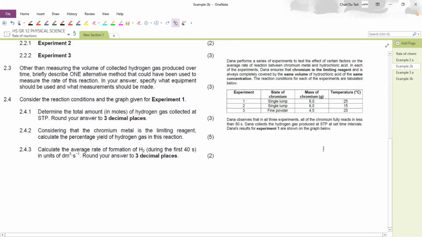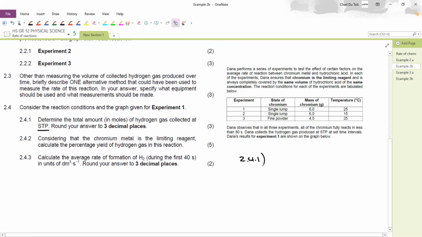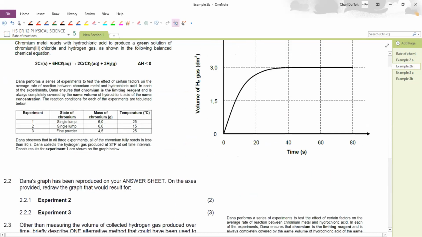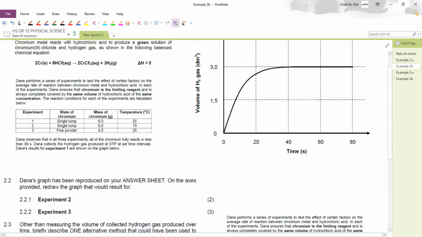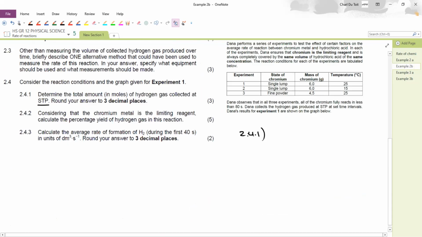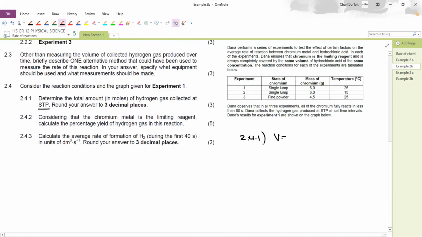Good, because I'm struggling. Determine the total amount in moles of hydrogen gas collected at STP. Round your answer to 3 decimals. Okay, that's not too difficult. 2.4.1. Let's just go back to that graph. You'll agree the total volume is 3 cubic decimeters. So the volume we collected is 3 decimeters cubed. We can work out the mole.